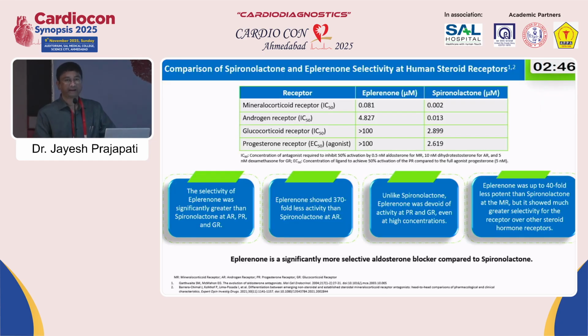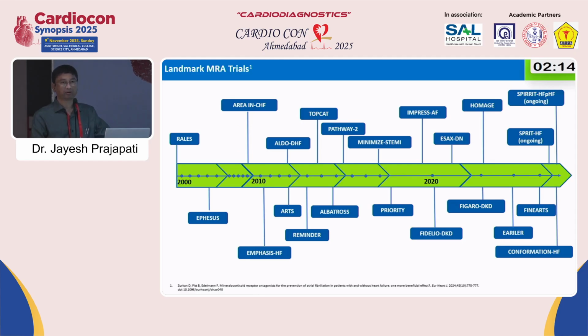And among the MRAs, which to be given? The data available with reduced ejection fraction is for eplerenone and spironolactone. There is no head-to-head comparison between these two molecules, because most of the studies are placebo versus MRA. The selectivity of eplerenone is better. It is a selective molecule, so it doesn't cause gynecomastia. It is less potent, but the selectivity is higher, so we need to give a little higher dose of eplerenone. Spironolactone maximum dose is 25 to 50 milligram, while eplerenone maximum dose is 50 to 100 milligram.